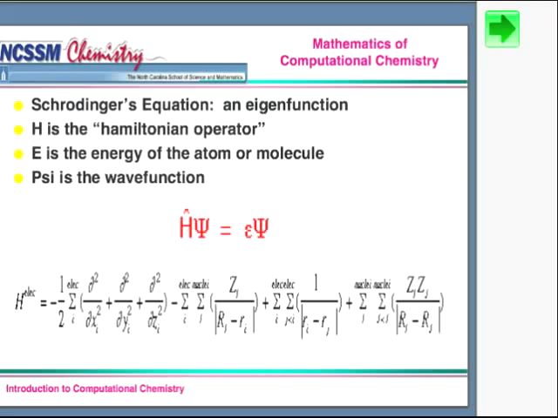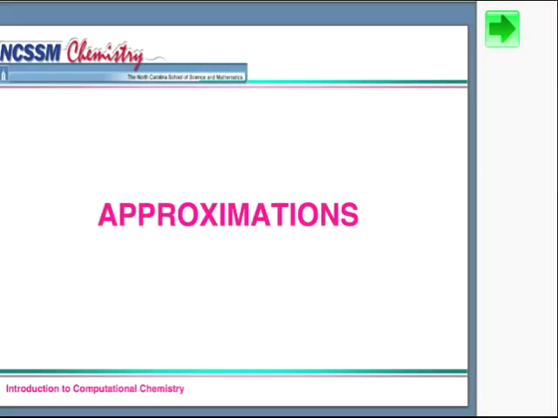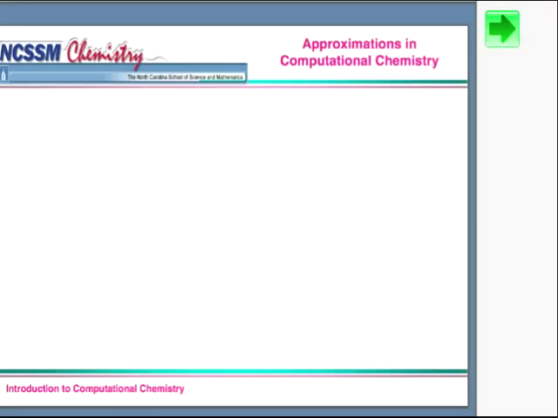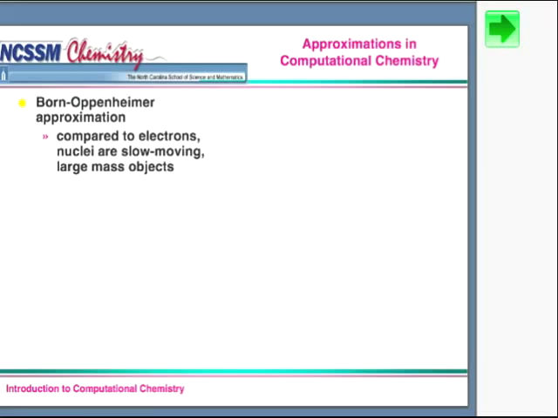The reason we put, by the way, a little superscript over there on the H is because we're only doing the Hamiltonian of the electrons, and you'll see a little bit about that momentarily. Okay, some of the approximations that we use in computational chemistry. There are three fundamental approximations that we use. And the first one is called Born-Oppenheimer, named after the scientists who created it.